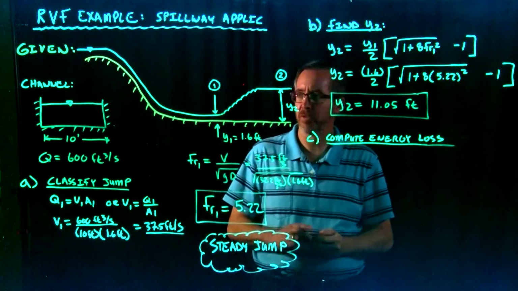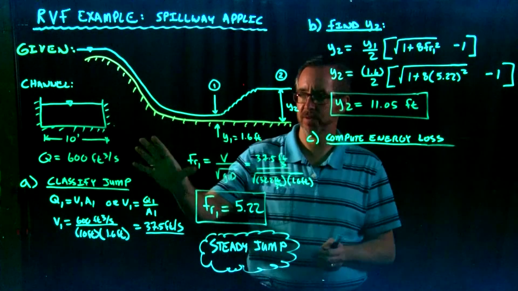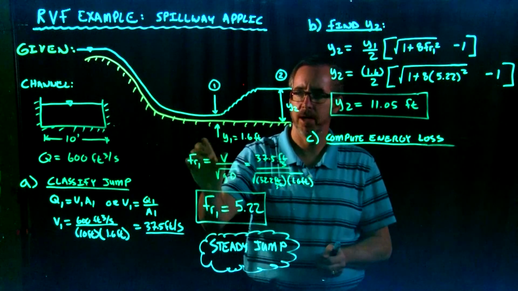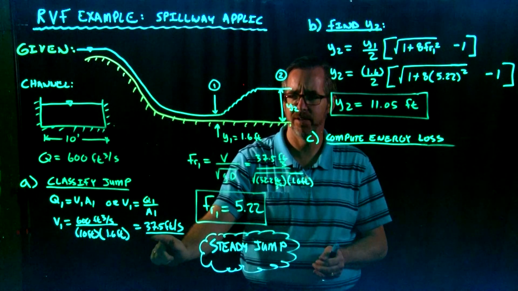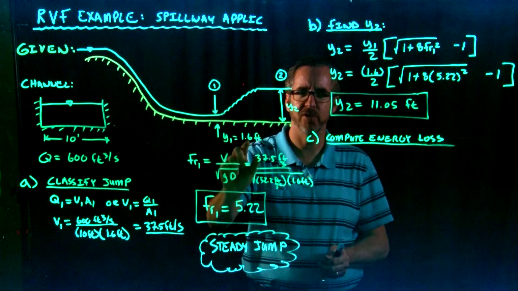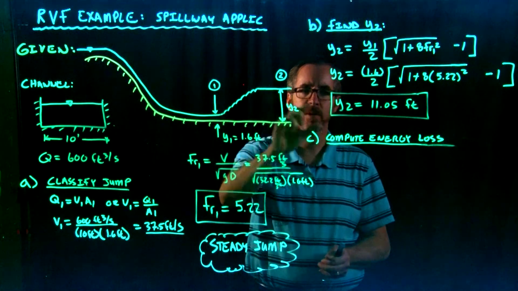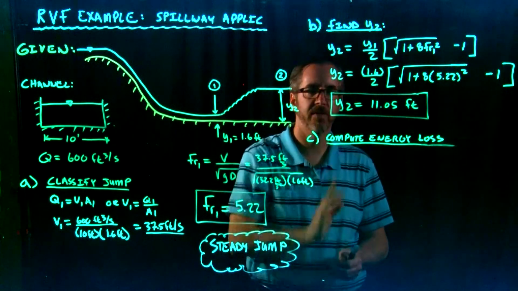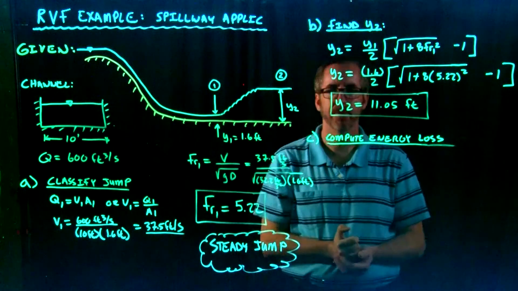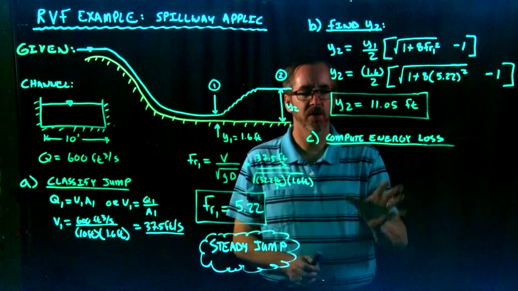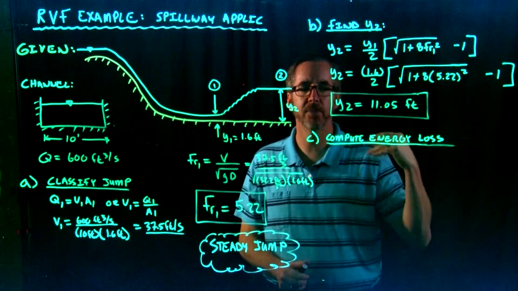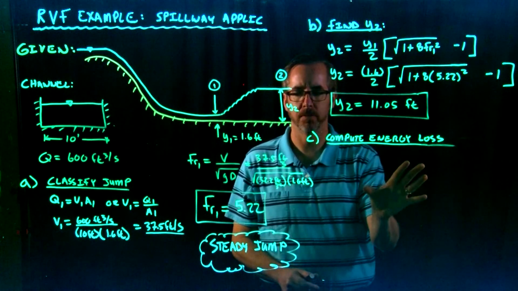So let's think about that. It comes shooting down. We have 600 cubic feet per second flying down this spillway. At point 1, it's got a velocity of 37.5 feet per second. It's got a depth of 1.6, and it jumps almost 10 feet to a depth of 11.05 feet. So there's a lot going on with this jump. Clearly, there's going to be some energy losses as well. So for us to figure out the loss, what we need is the energy at each point.